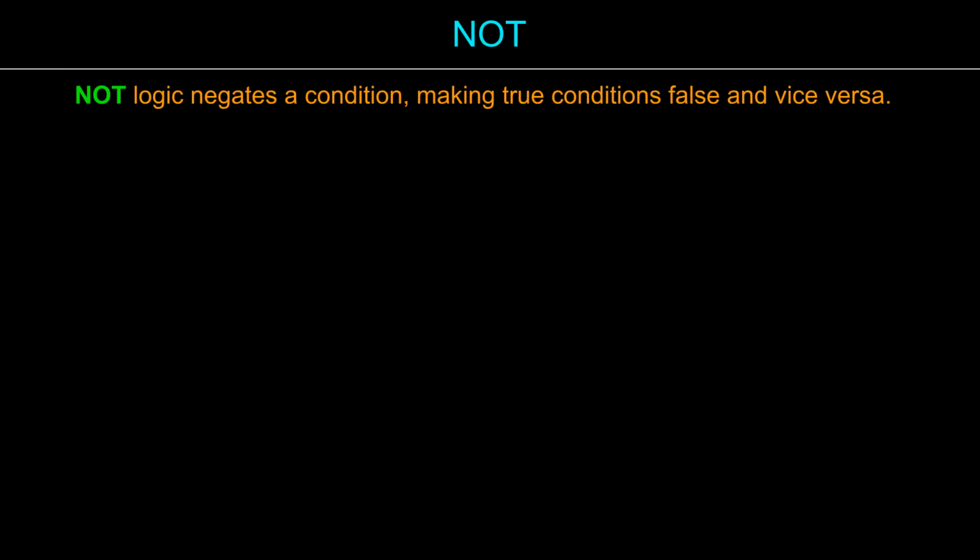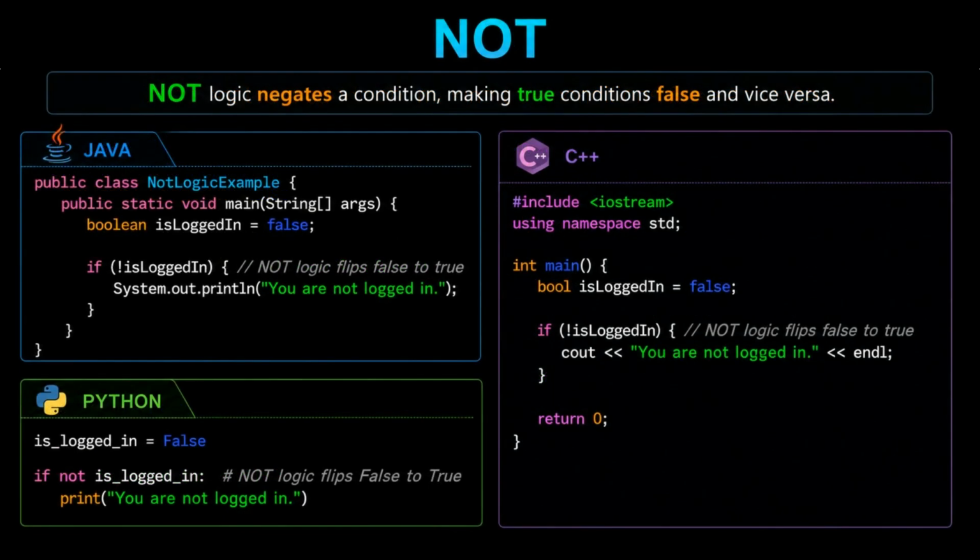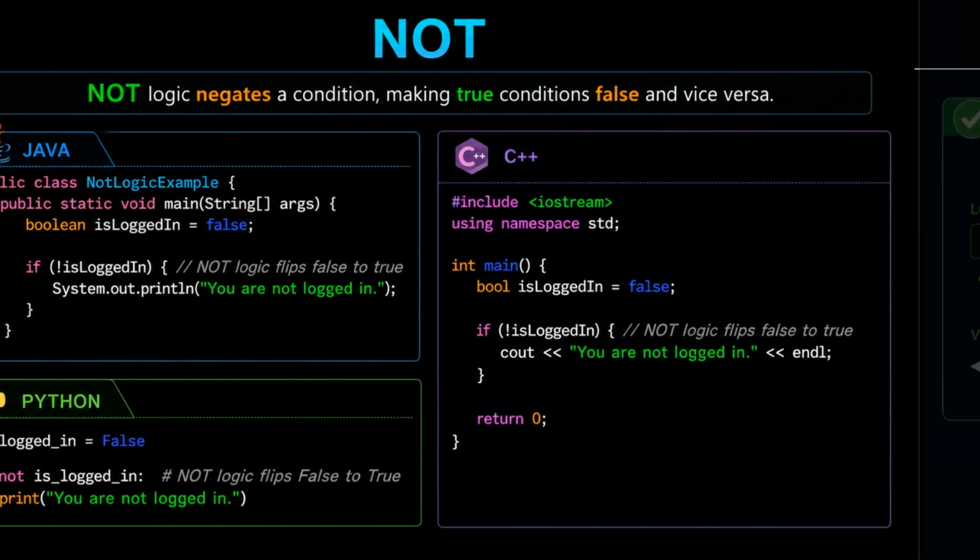Here's not as actual code. In Java, C++, and Python, the program checks if is logged in is not true, and if so, prints that the user isn't logged in. Not takes whatever Boolean value is logged in holds, and simply flips it before the condition is evaluated.